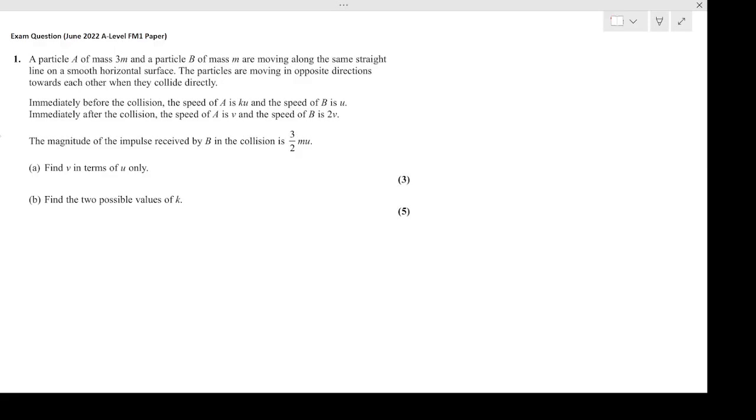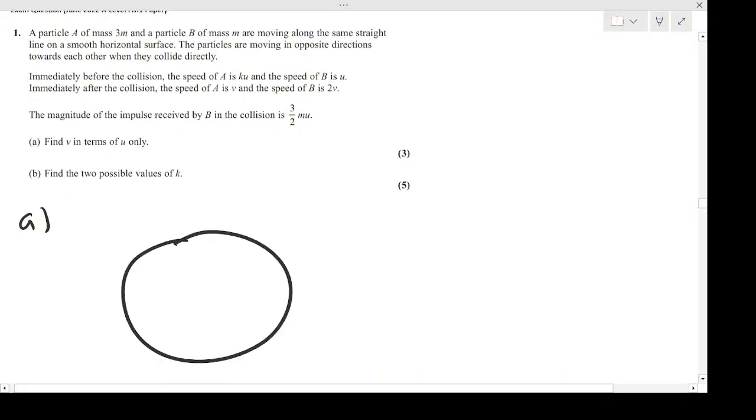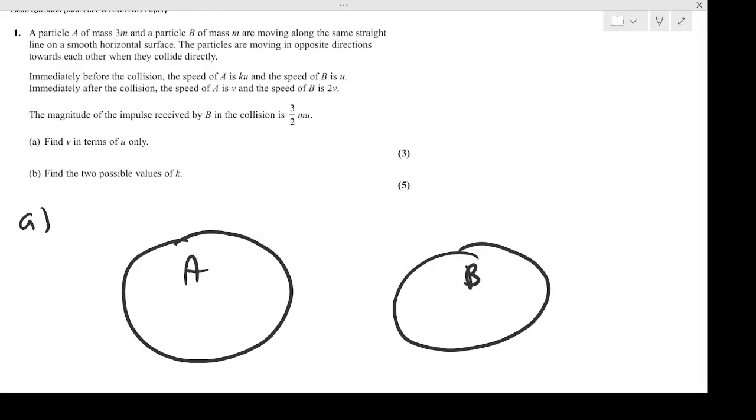So then part A, we need to find v in terms of u only. Well, before we worry about all of that, let me just draw a diagram. So we have our two particles. We have A and B. A has mass 3m and B has mass m, like that.